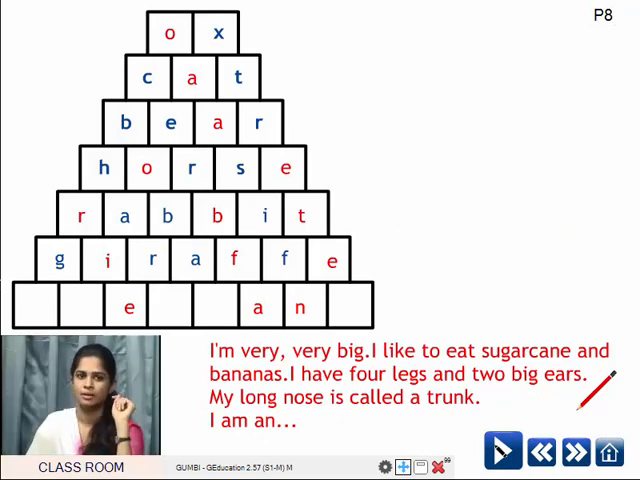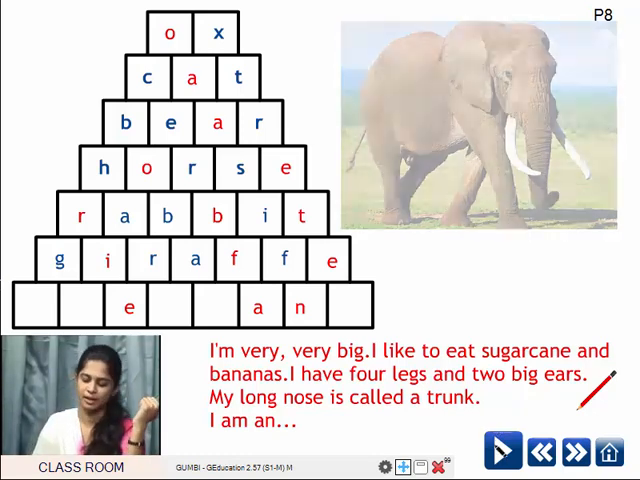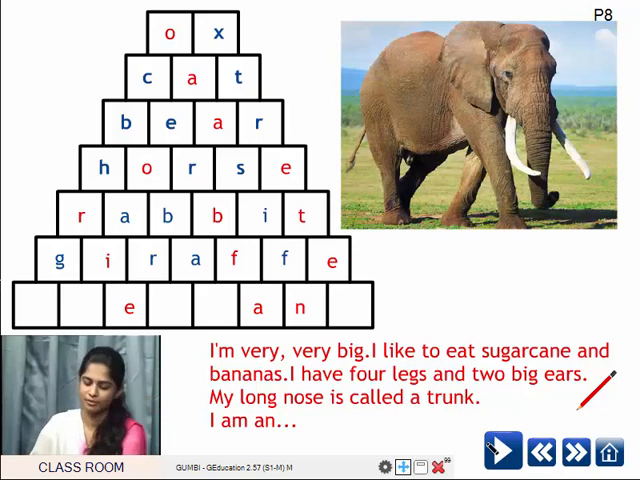So the next clue is the last one. Identify it. I am very big. I like to eat sugarcane and bananas. I have 4 legs and 2 big ears. My long nose is called a trunk. So which is the animal which has a long nose and it's called a trunk? Yes, it's elephant. So here we are speaking about elephant.